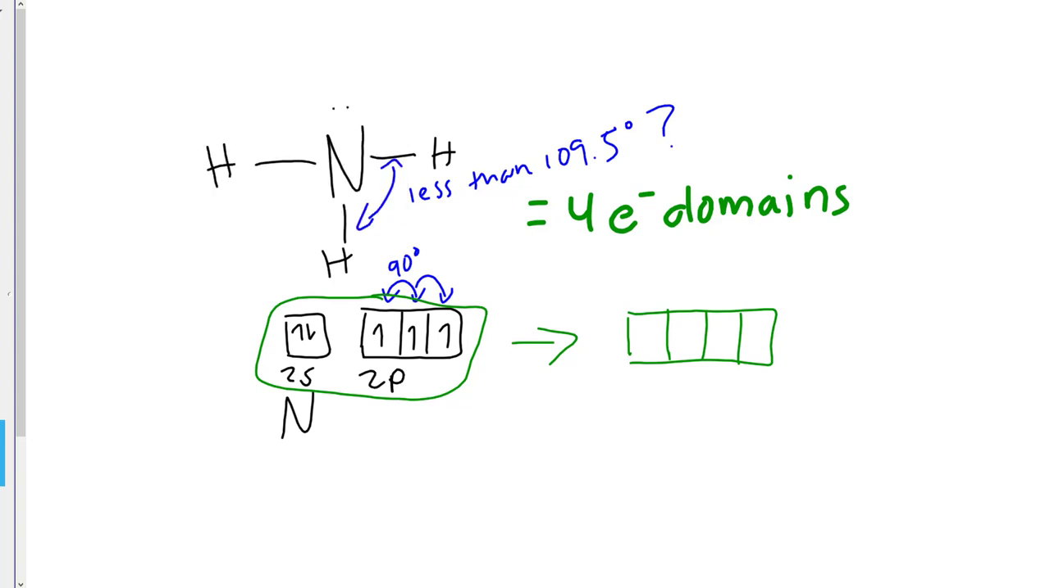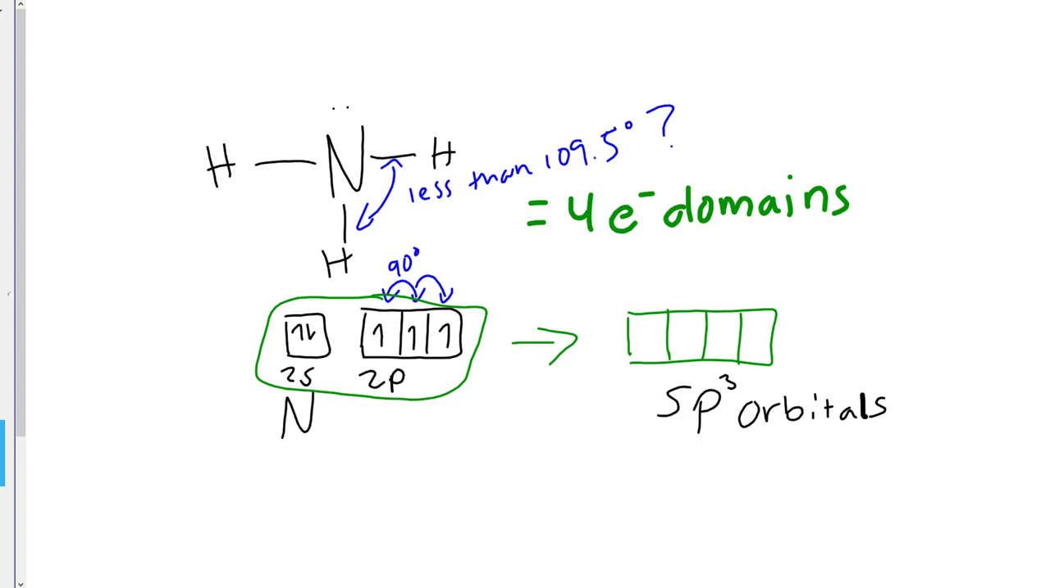Now, what will I call these orbitals? What went into it? I put an s in there. But how many p orbitals went in there? 3. So I'm going to call these sp3 orbitals. Why did that one s suddenly get thick? I don't know.